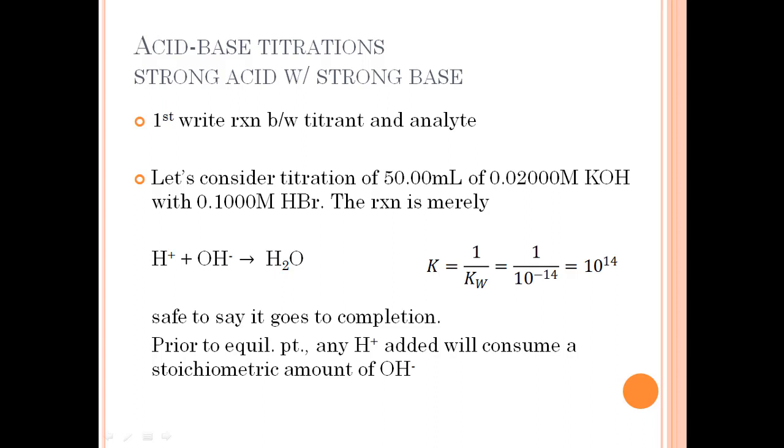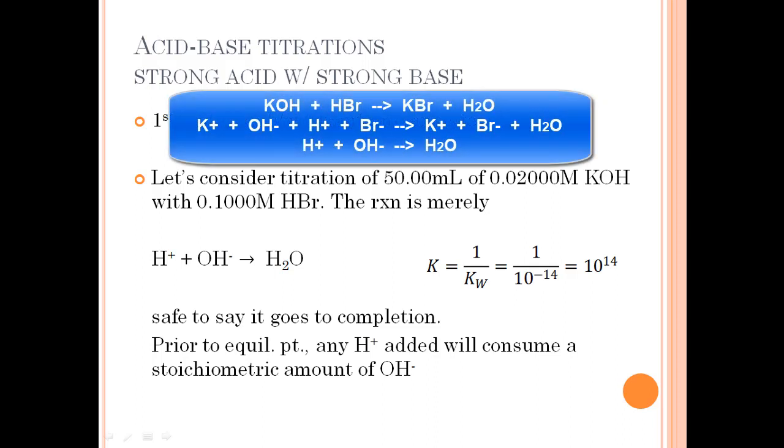So let's consider a titration of 50 mL of 0.02000 molar potassium hydroxide with 0.1000 molar hydrobromic acid. Since it's a strong base and a strong acid, you know the reaction is going to be just pure water. That's the only thing that's reacting here: H+ and OH- going into water.